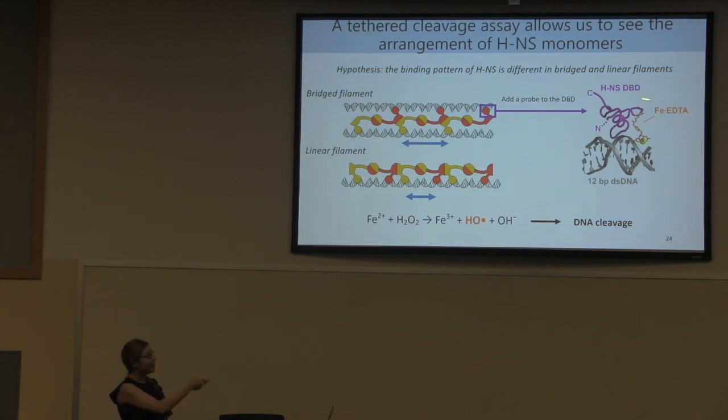And because this iron is attached to the H&S DNA binding domain in my system, this DNA cleavage is limited to a small area right around where the iron is. And so in this experiment, if I'm observing DNA cleavage, it is because free radicals were generated by the iron, which is attached to the DNA binding domain, meaning that H&S was bound to the DNA. So said another way, I can only observe DNA cleavage if H&S is bound to the DNA, because that's where the iron is.